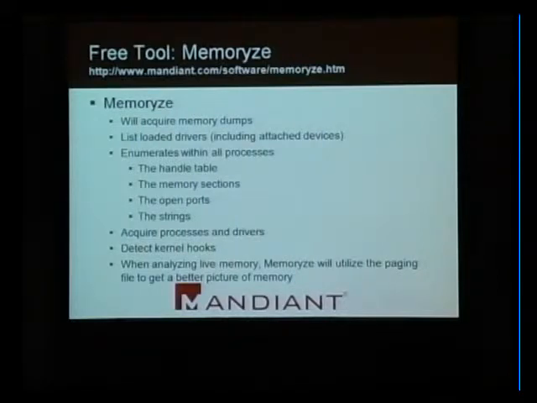It can do memory dumping. It can list loaded drivers. It can enumerate processes. Within the process enumeration, it can enumerate the handle table, so you can see the files it has open. It can enumerate memory sections and open ports. We understand how ports look in memory. We don't rely on any API calls for all of this. We do the parsing ourselves. We understand the kernel structures. We use strings in memory, which is very revealing if you look at strings in memory for malware. We can acquire processes, and we can acquire drivers. So if you have a rootkit that's hiding itself on disk, and you don't want to bother unhooking it, just acquire it, and you'll get it in memory. We can detect hooks, and we use the page file when we're running on live memory. So that's a quick little blurb about Memorize.